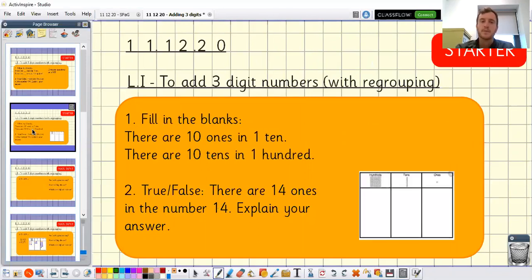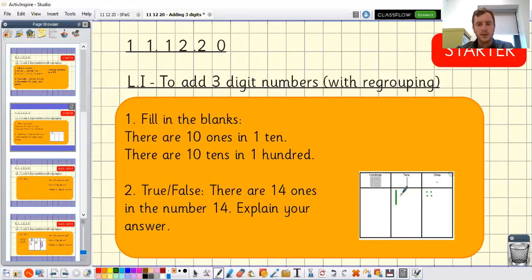Let's go through those. Hopefully all of us got those first two sentences correct. There are 10 ones in 110, and there are 10 tens in 100. The next one, though, is a little bit more complex. There are 14 ones in the number 14. Now, we'd usually show the number 14 as 1 ten and 1, 2, 3, 4 ones, a bit like you can see on my place value grid just there.